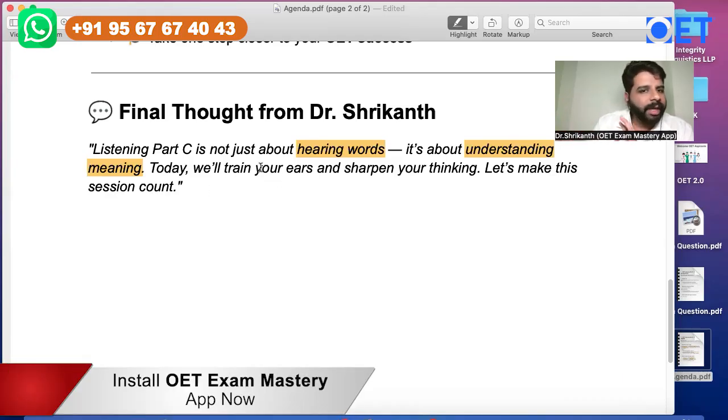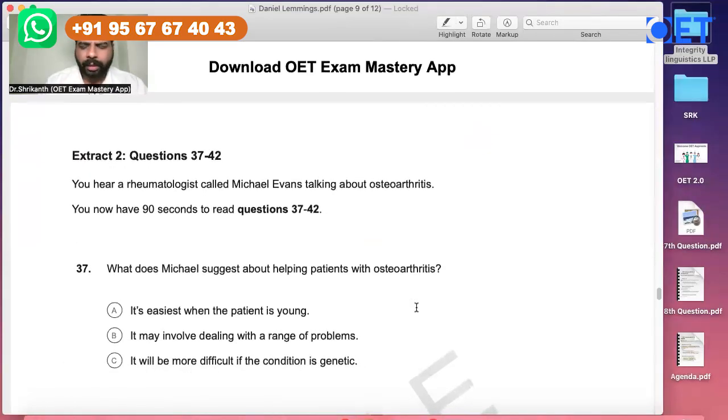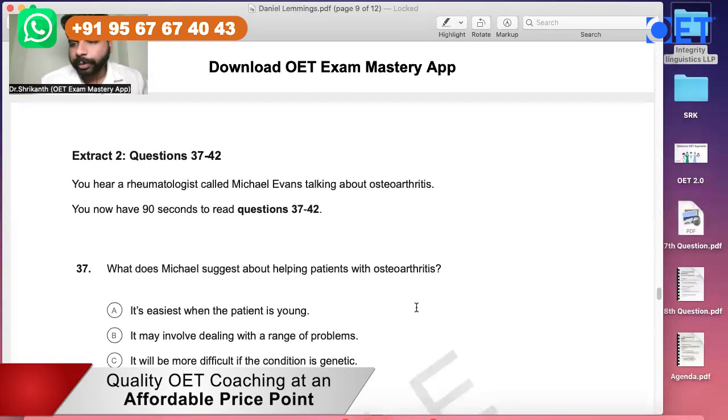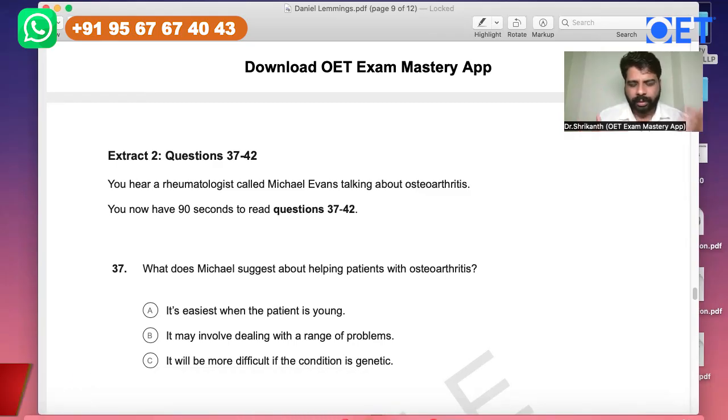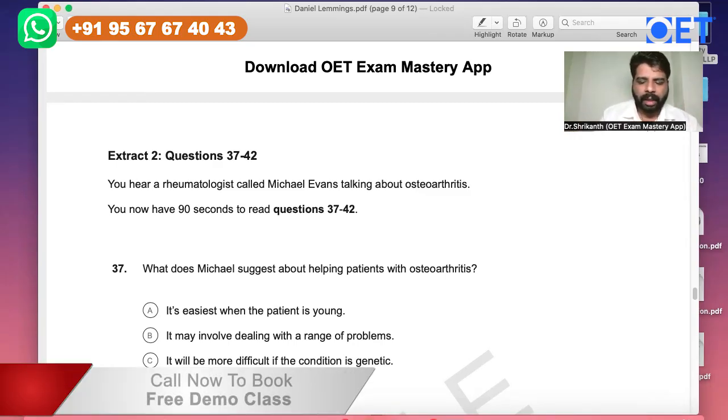Today we'll be training your ears and sharpening your thinking, so let's make the session count. Don't worry, I will definitely teach you the right strategies, but first I want you to put in the effort and try to find the answer on your own. This is the 37th question, and I will play you the audio as well. You listen to the audio, try to find the answer, and type your answer in the chat box. It does not matter if it goes wrong.